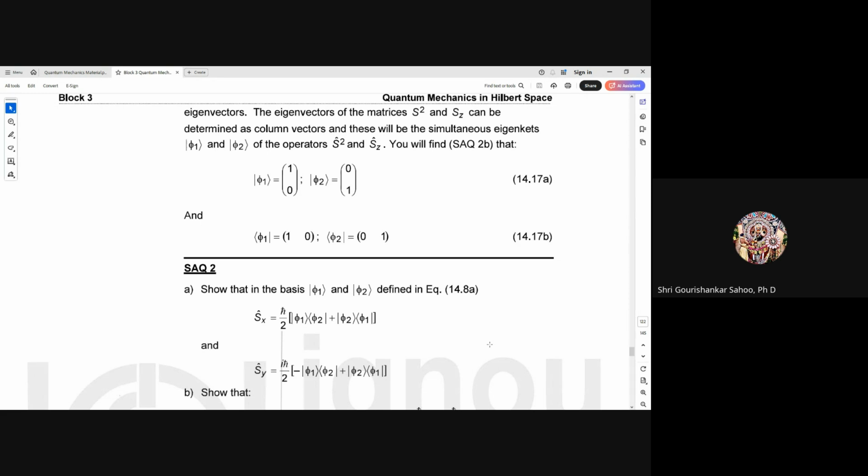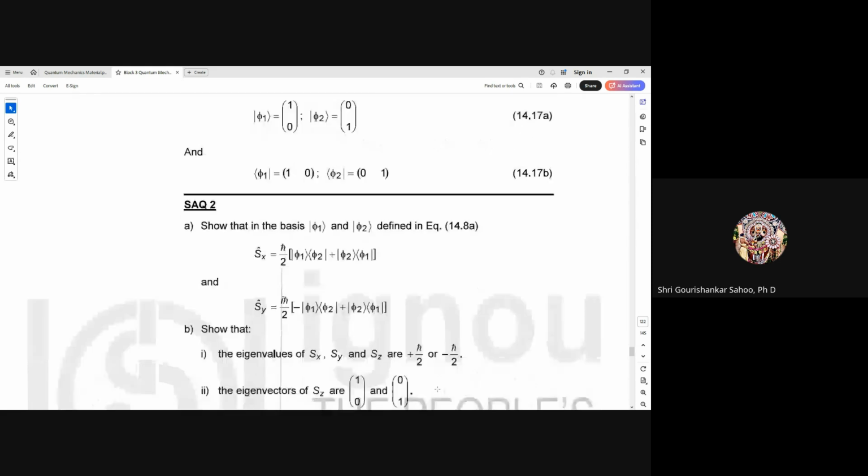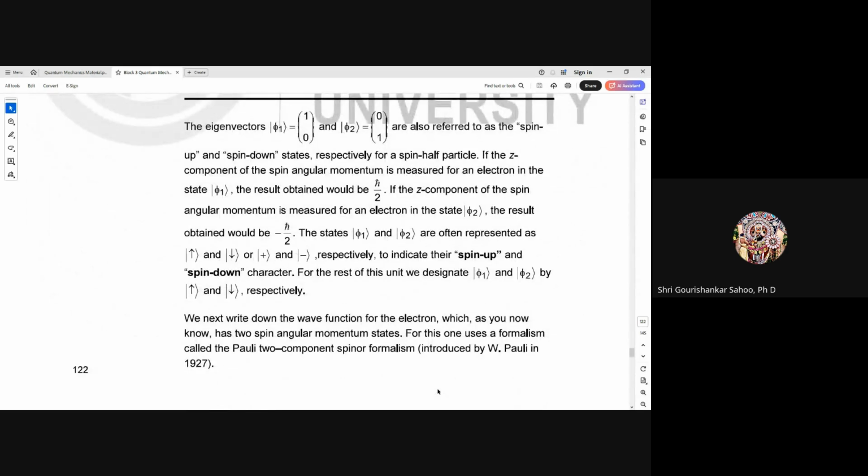So your state written in a ket will be written as a column, and in a bra is written as a row matrix. And your eigenvectors phi 1 and phi 2 are column matrices, also referred to as spin up and spin down states. So spin up and spin down states are written in a column matrix.